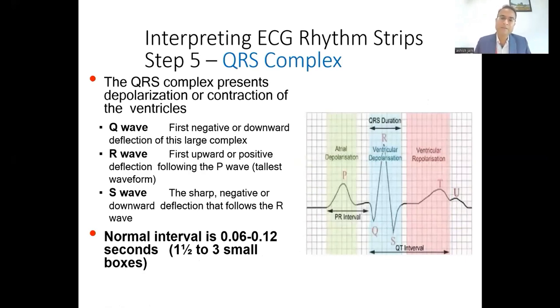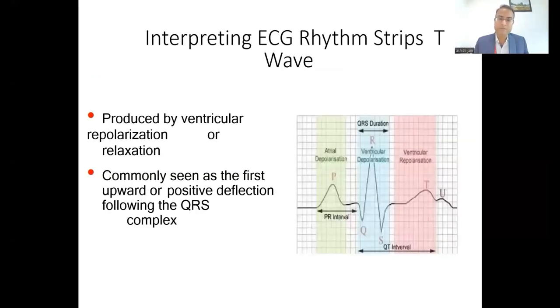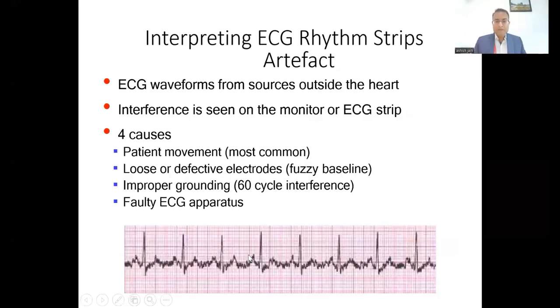Then in step 5, we need to see the QRS complex. The normal duration of the QRS complex is 0.06 second to 0.10 seconds. That means 1.5 to 3 small boxes. And again, we need to see whether these QRS complexes are smaller or bigger on the ECG strips. And in the last, we can see the P waves also.